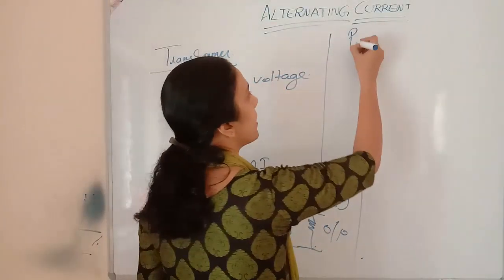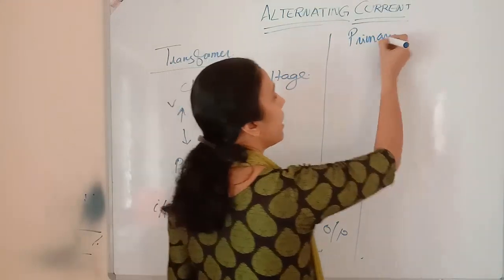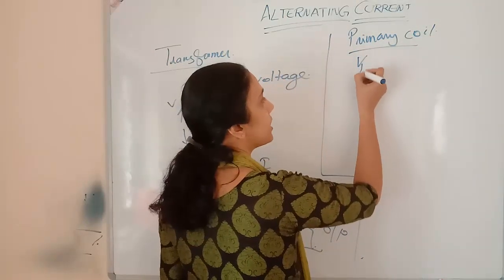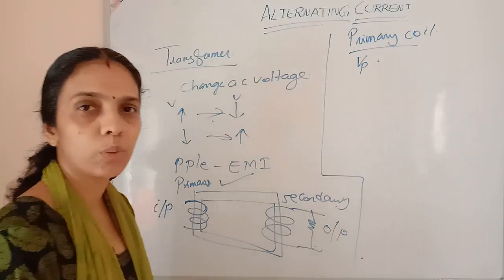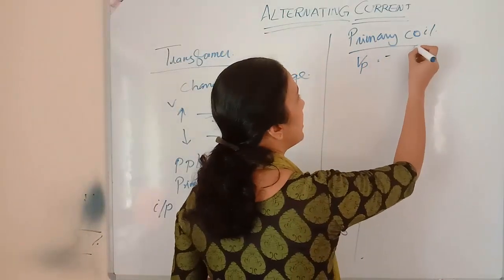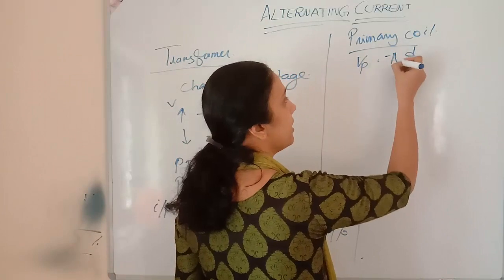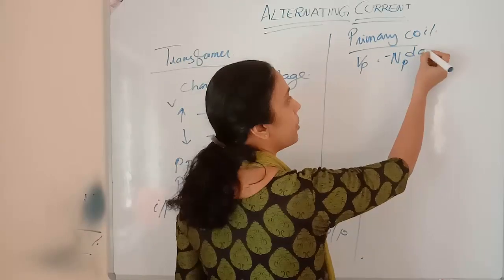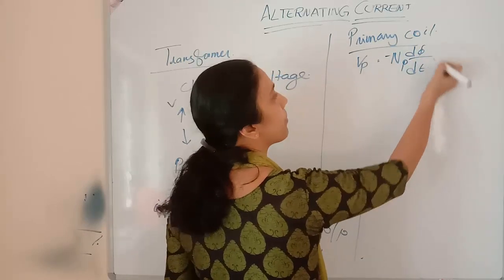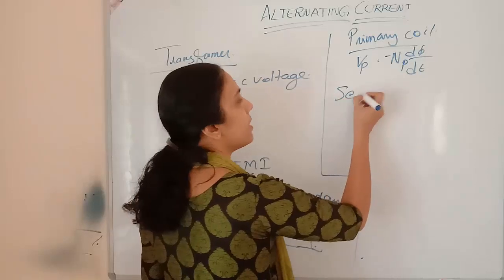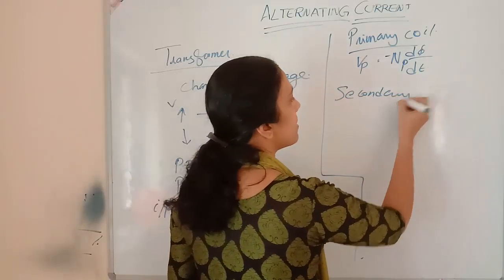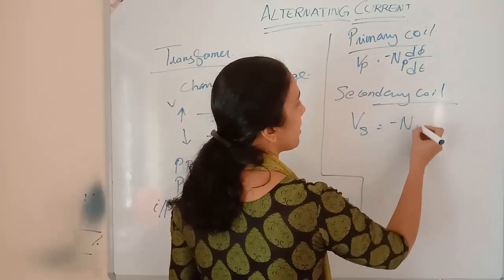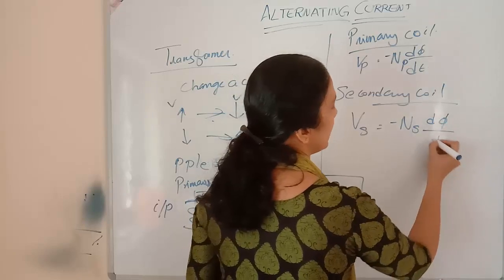Now how can we explain this transformer? First we consider the primary circuit. What will be the EMF or voltage across the primary coil? That will be equal to minus Np into d phi by dt, where Np is the number of turns of the primary coil. Now in the case of the secondary coil, Vs is equal to minus Ns into d phi by dt.